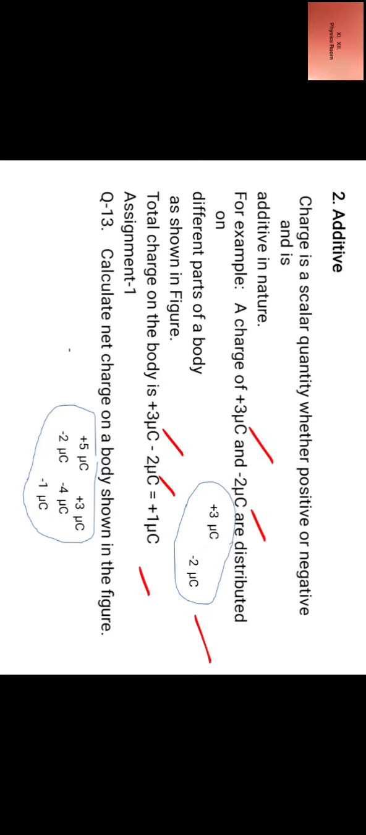Now for practice, you can have a question, assignment 1, question number 13. Calculate net charge on a body shown in the figure. So you can calculate 5 plus 3, 8, and then 2 plus 4 plus 1, 7. 8 coulomb and minus 7 coulomb equal to plus 1 coulomb. You will get the answer like this.